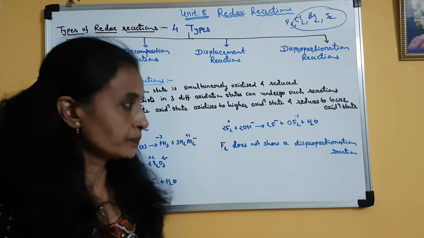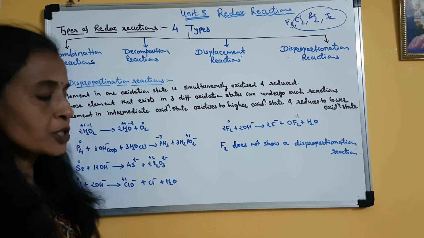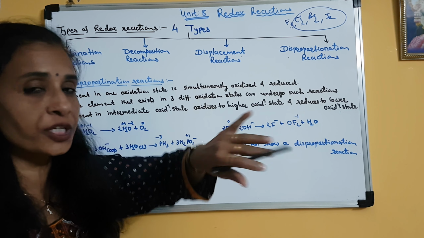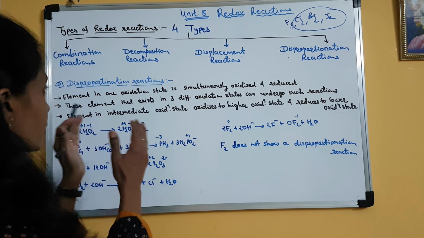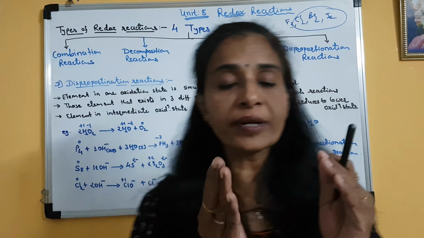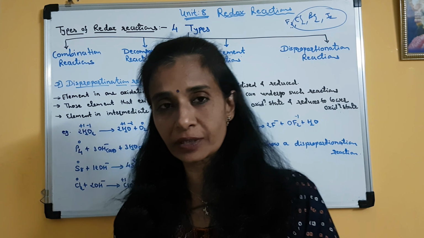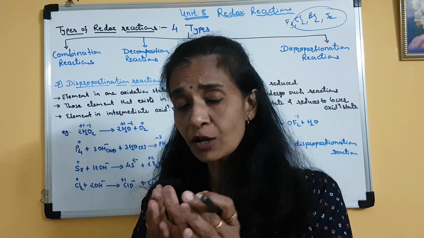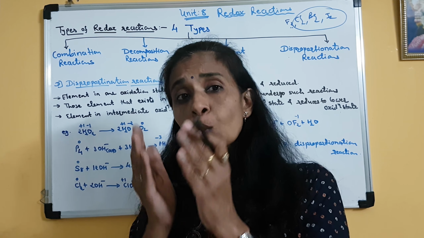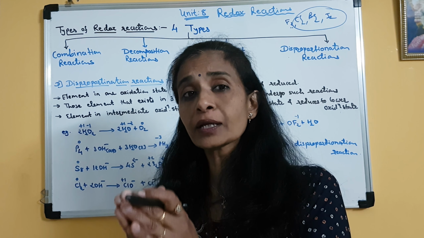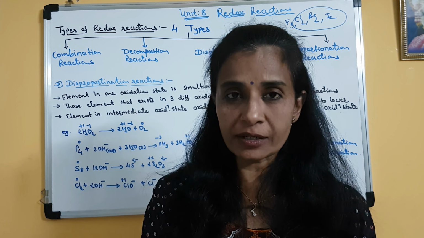Hello everybody. In this video, we will focus on the last redox reaction, and that is disproportionation reaction. Now first we need to understand what is meant by disproportionation reaction. It is that redox reaction in which one element undergoes oxidation as well as reduction.